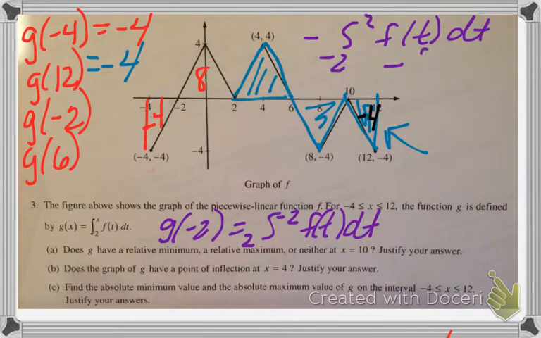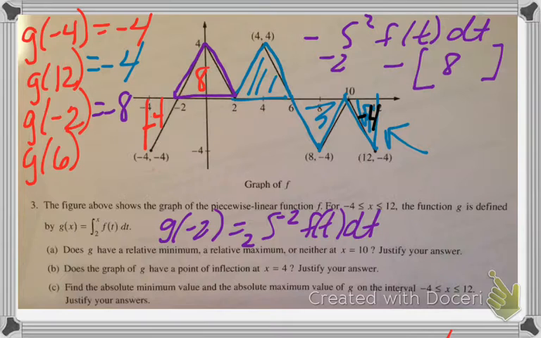So we're going to have a negative, and then we'll figure out the area. We're looking from negative 2 to positive 2. That's going to be this piece right here, which we already know is 8, so we don't have to redo that. So we have a negative 8 for that one.